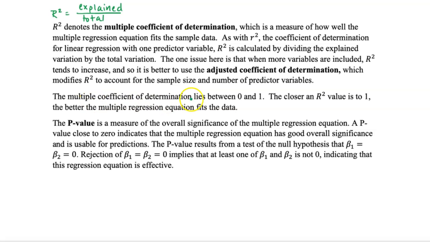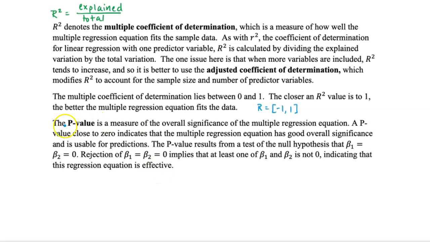And so our multiple coefficient of determination lies between 0 and 1. Remember that our correlation coefficient, and because we're in multiple regression, we'll call that capital R, is between -1 and 1, inclusive. And when we square any number between -1 and 1, it's going to be positive, and it's going to be between 0 and 1. So that's how we get this range. The closer an R squared value is to 1, the better the multiple regression equation fits the data. So same idea here as with our linear coefficient of determination.